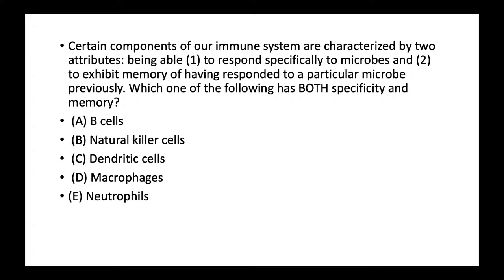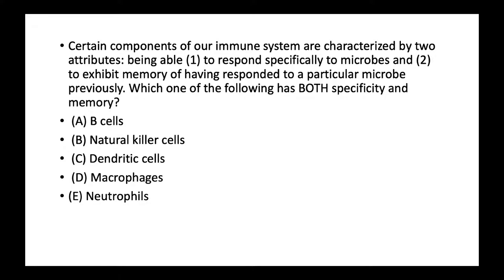We discussed 2 minutes ago that B cells and T cells have specificity and memory, because they are the only cells in the adaptive immune system. So only the adaptive immune system has both specificity and memory. So B cells and T cells would be true here, and not neutrophils, because neutrophils are part of the innate immune system, okay? And it can't have specificity, it can act against everything, without specificity. And the same can be true for macrophages, dendritic cells, and NK cells.